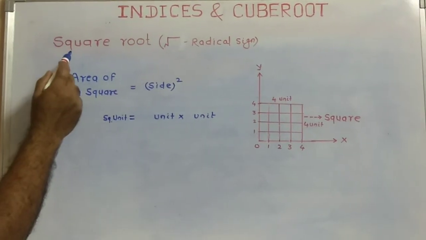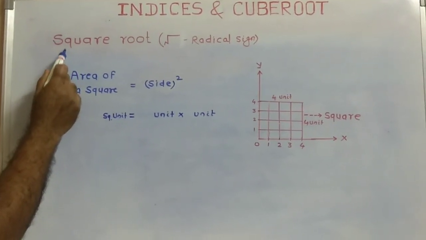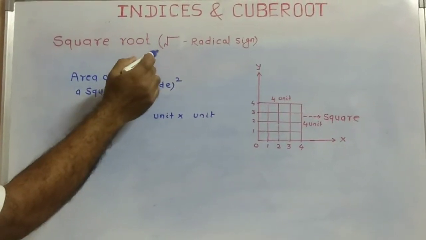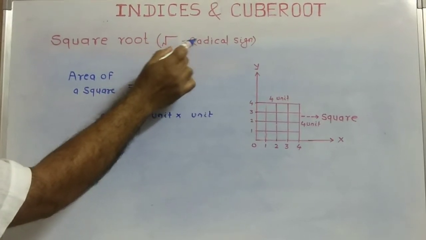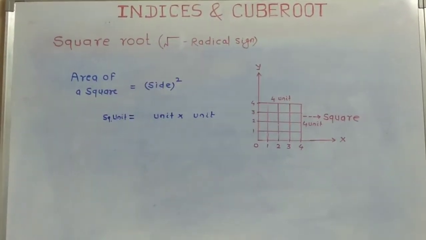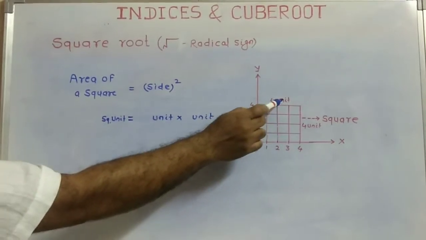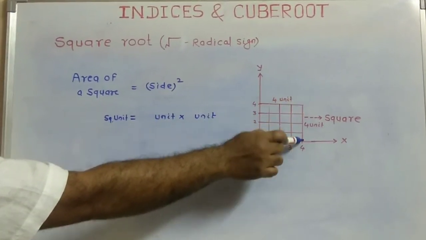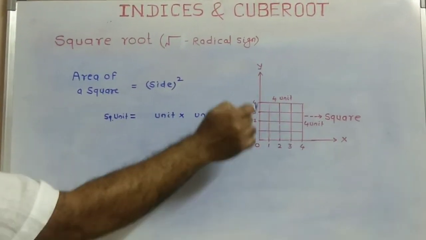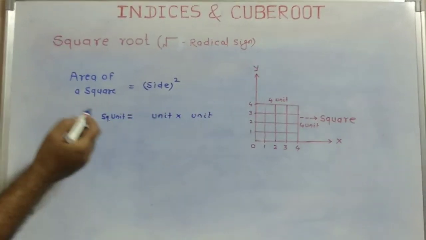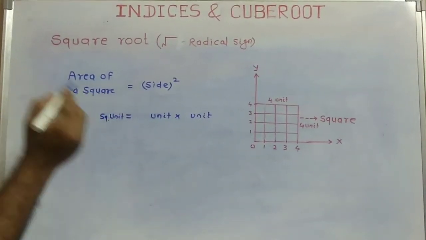After learning the concept of rational numbers, now we have to understand the concept of square root. Square root is denoted by this sign, known as the radical sign. Now look at the graph. I have drawn the graph here. I have taken 4 units from this side and 4 units from this side, and it becomes a square. Now I am going to find the area of the square.